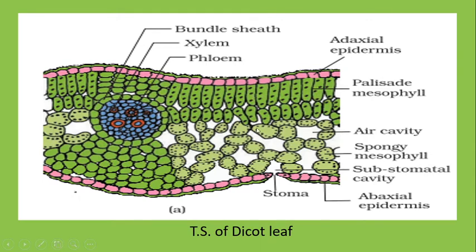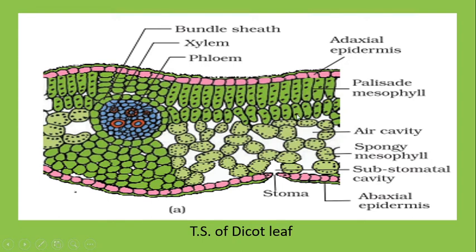Similarly, the spongy tissue also contains chlorophyll, but less than the palisade. Okay, so there is a presence of chlorophyll in spongy as well as in palisade tissue. Both these tissues, the palisade and the spongy tissue, perform the function of photosynthesis.